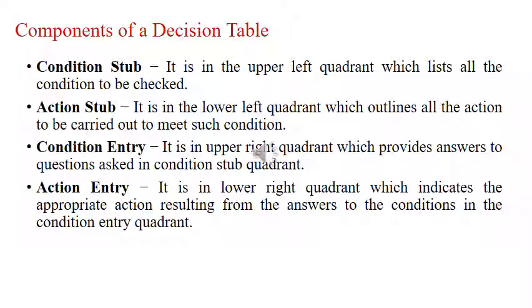Third is condition entry. It is in the upper right quadrant, which provides answers to the questions asked in the condition stub quadrant. And action entry is the lower right quadrant, which indicates the appropriate action resulting from the answers to the condition in the condition entry quadrant. So we are discussing these four. These four are the components of any decision table.